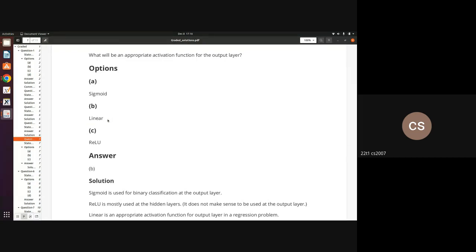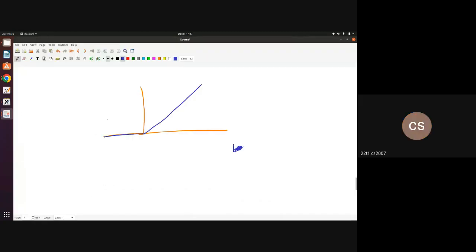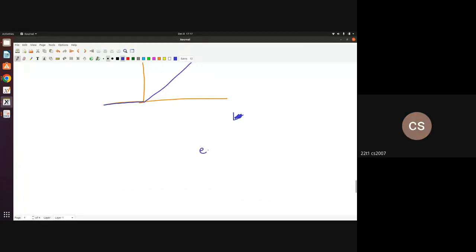If it is a multi-class classification, then the appropriate activation would be softmax. Then, as you said, softmax will come into the picture: e to the xi divided by the summation of e to the xi, where i goes from 1 to d, and d is the number of classes.